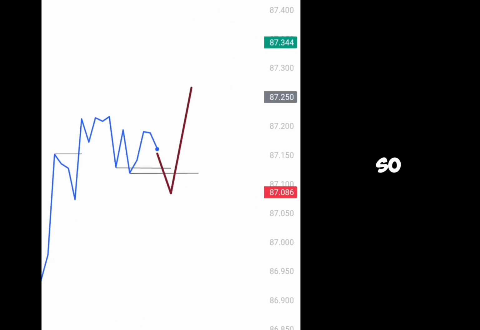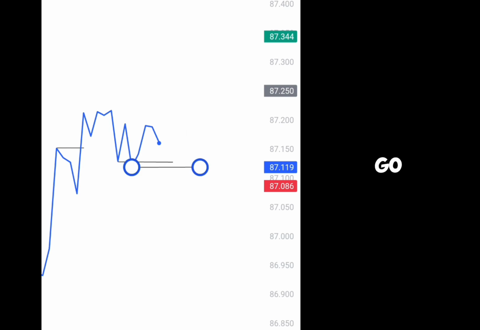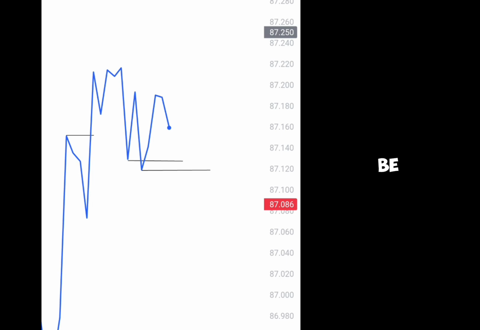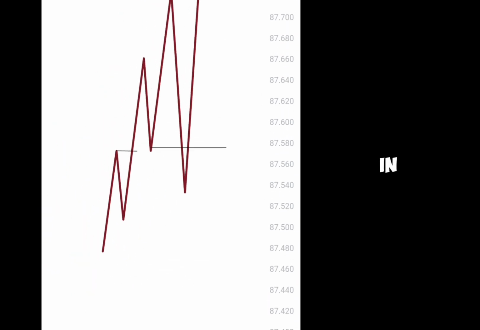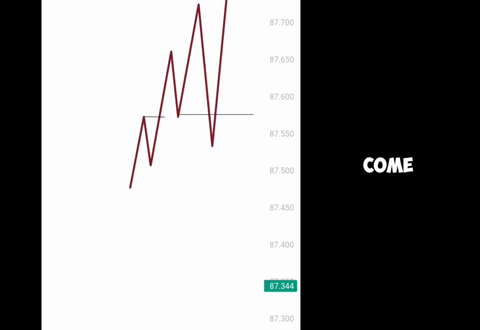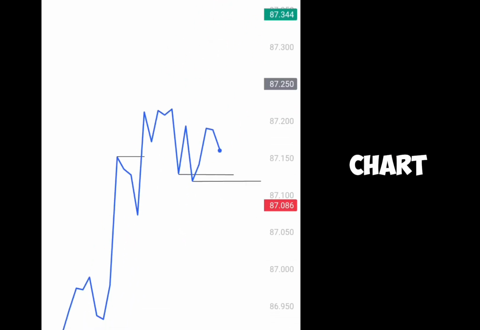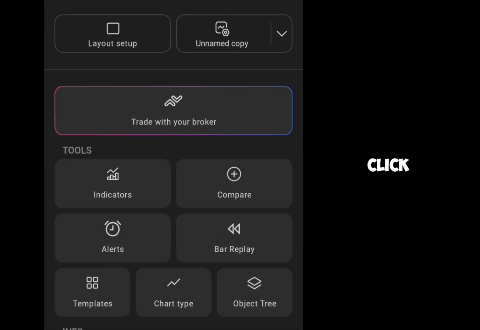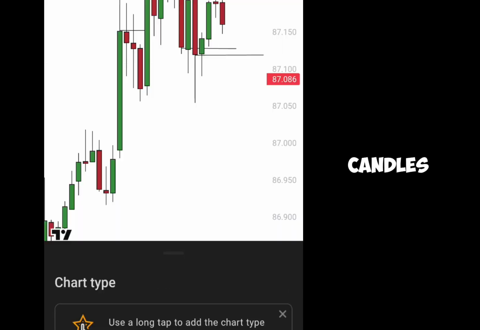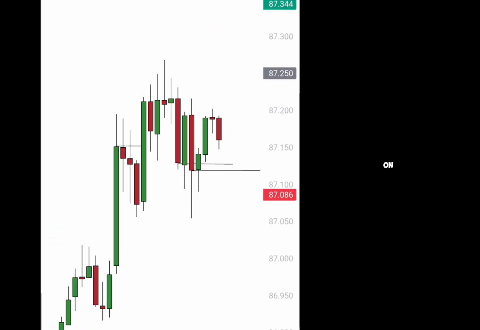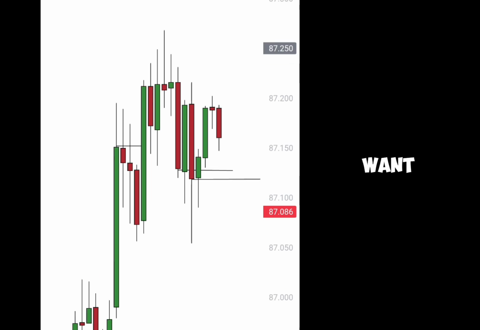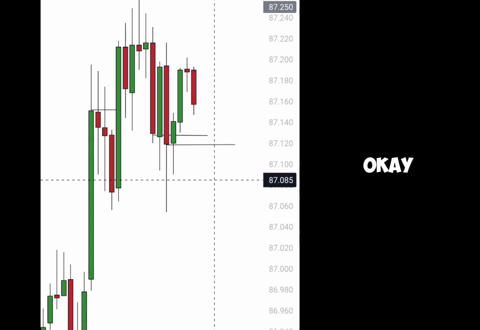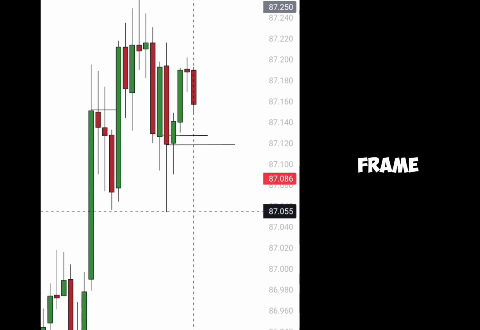Okay, so let's go to the main chart. Remember, the line chart is just for you to be able to see it in this way. So you come back to the candlestick chart. You click on that point right there, click on chart type, click on candles. Now that you have clicked on candles, you want to check what area you can buy at this point. Now this is the 15-minute time frame.